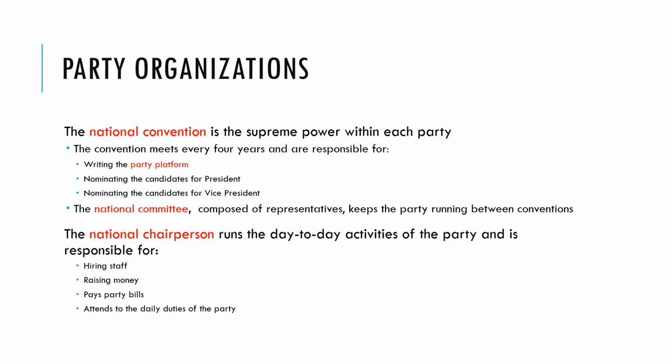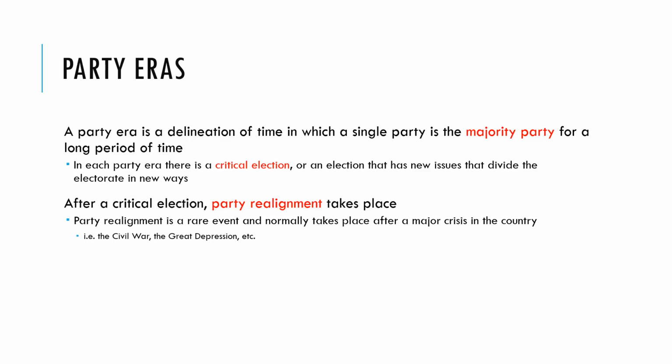The National Committee is composed of representatives and keeps the party running between conventions. So when we talk about the party, these are the people that actually work for that party, and they do basic day-to-day things. They hire staff, they raise money, they pay party bills, they attend to the daily duties of the party to keep that infrastructure in place so that as members of the party need assistance or need guidance on types of policies, or they need to be connected to other people within the party, this is the actual organization that is responsible for doing those things.